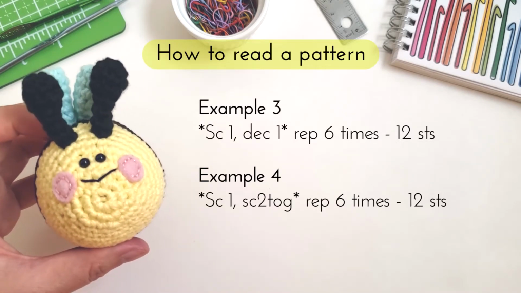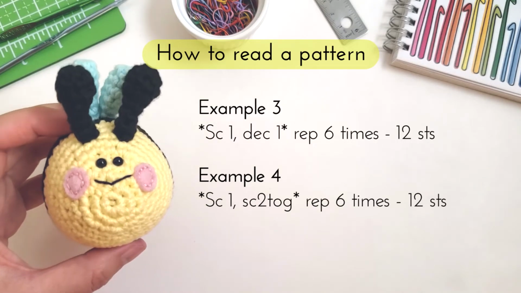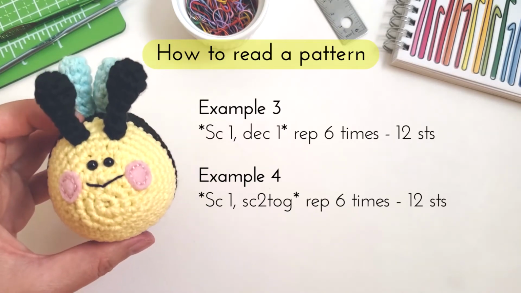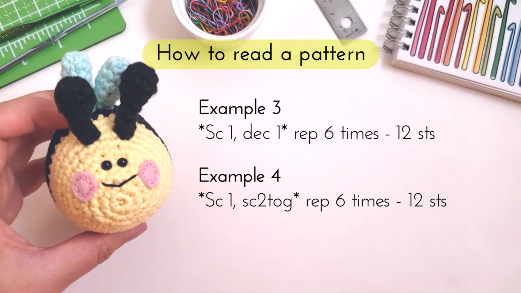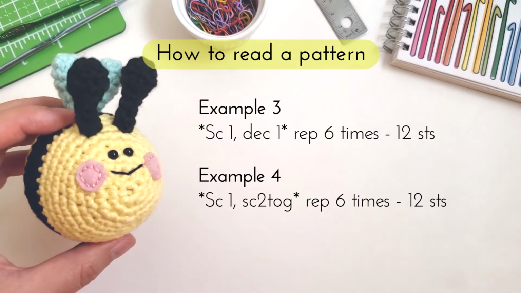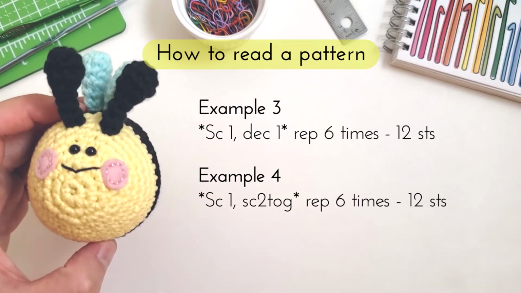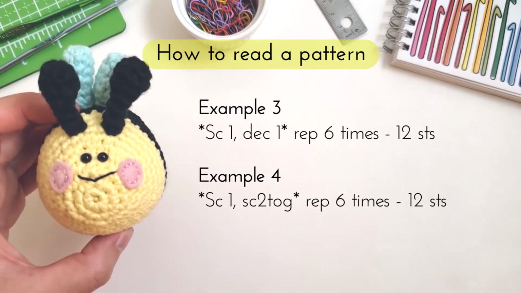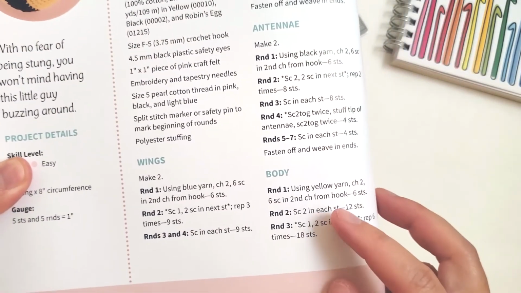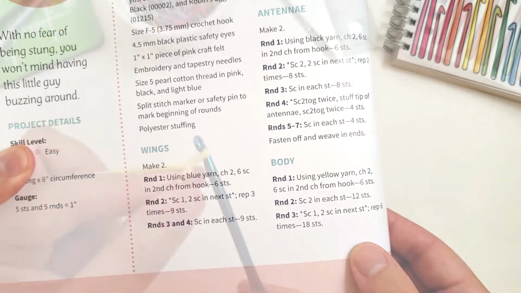Before starting any new pattern, I always recommend reviewing the abbreviations that a designer may have included at the beginning. This is because if they use terms like an increase or decrease, they can clarify what kind of increase or decrease to make, and this will just help you move more smoothly throughout the pattern. So let's practice reading through a pattern together by doing the first few rounds of this bumblebee body.